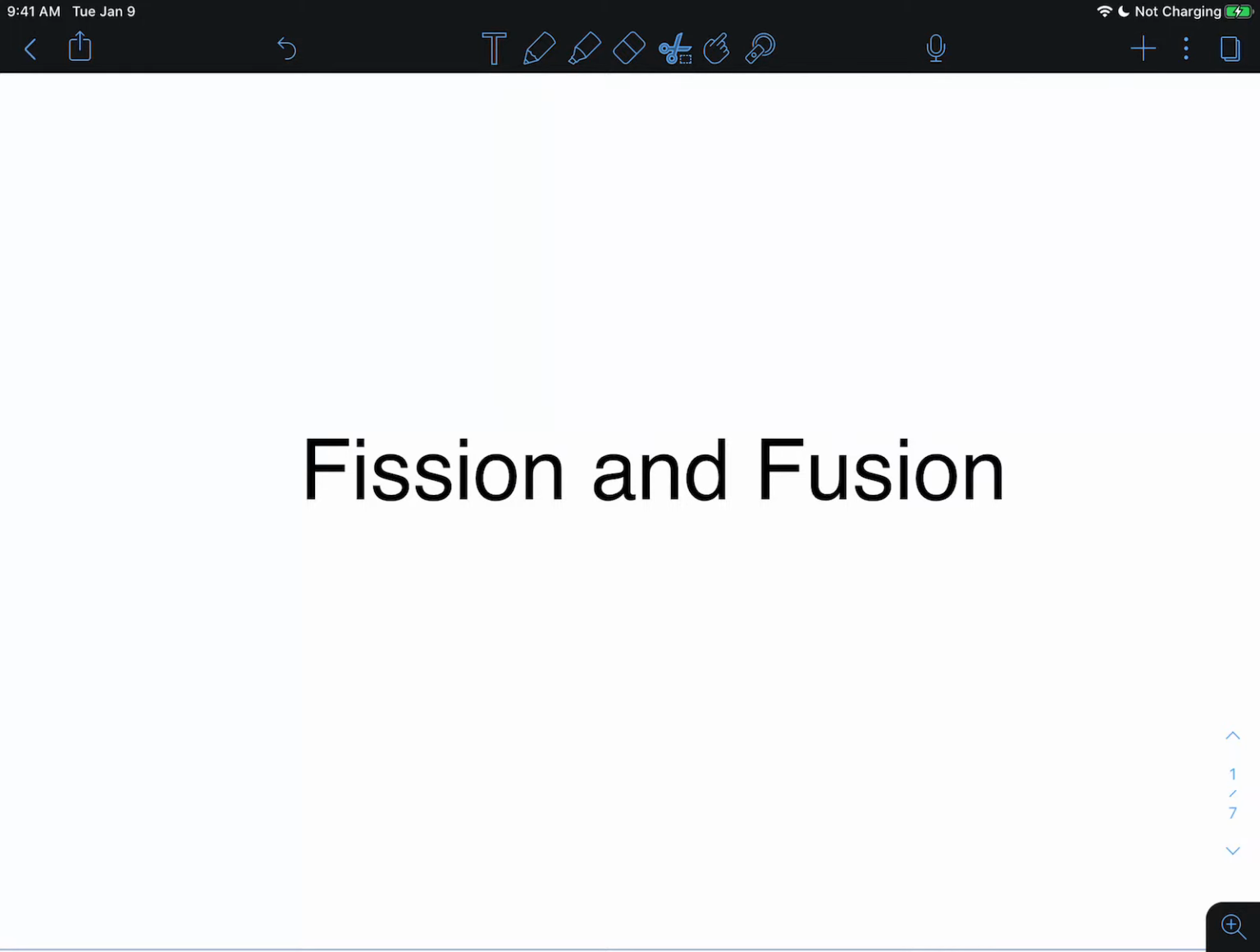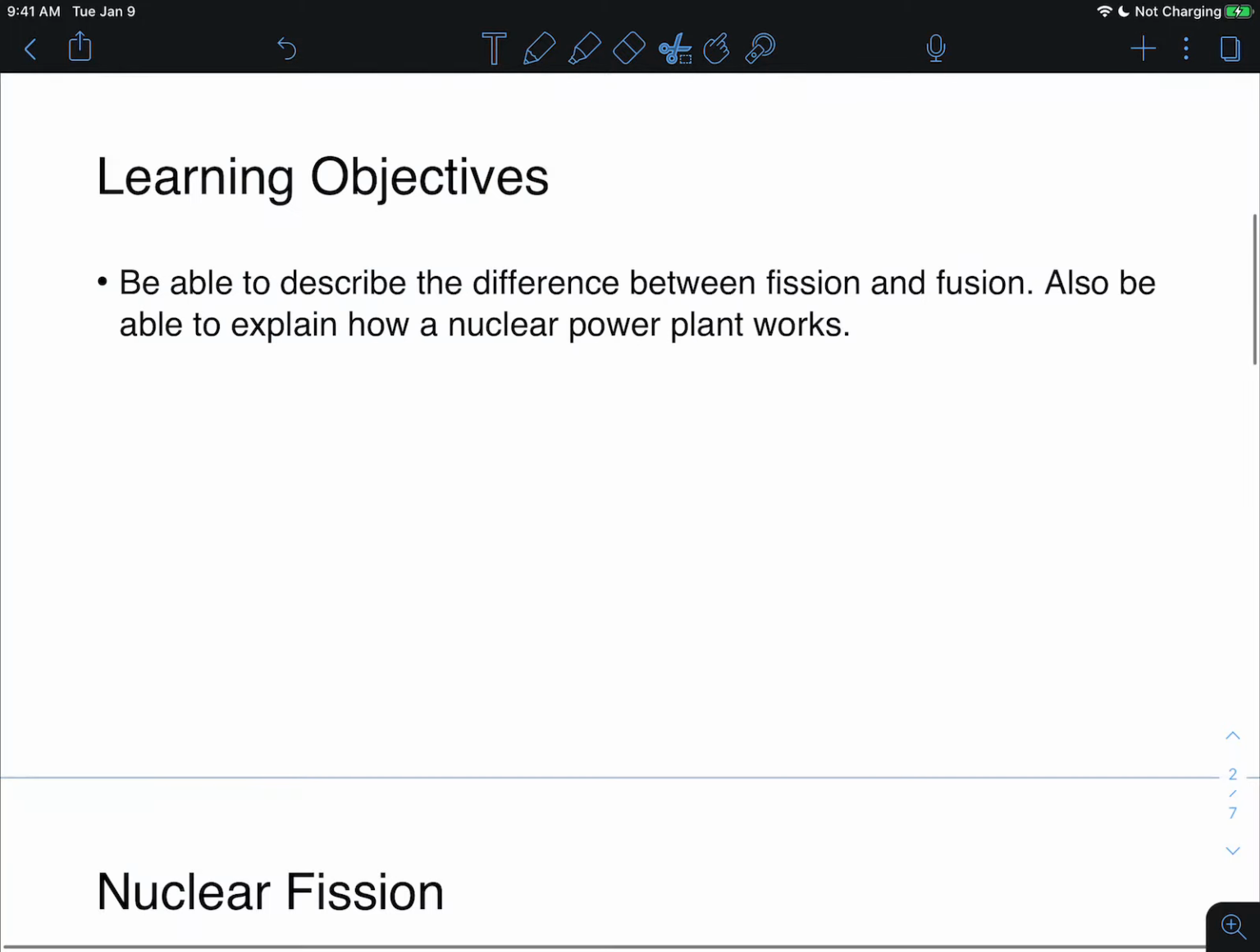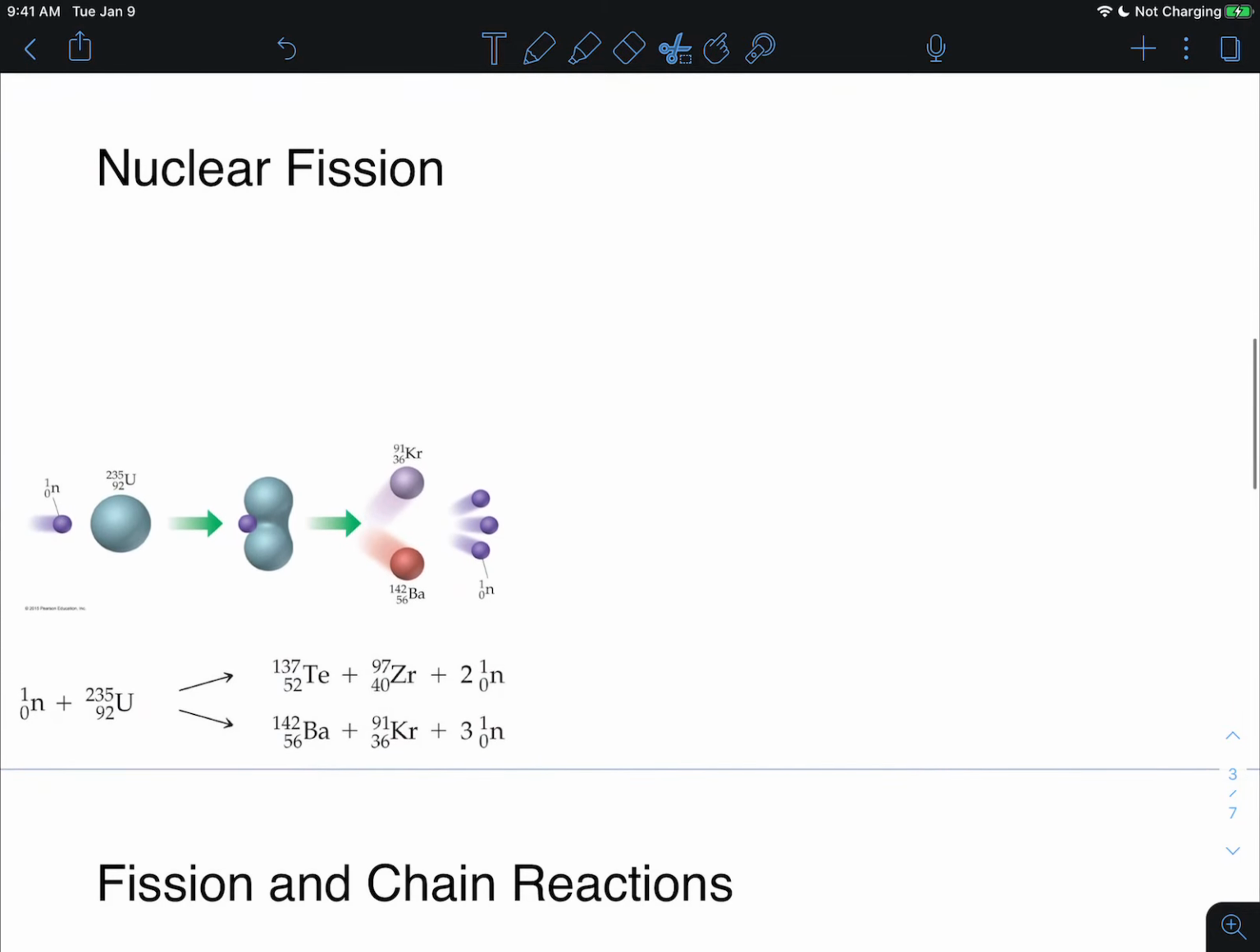Hello. In this video, we're going to talk about fission and fusion. By the end of it, you should be able to describe fission and fusion and explain how a nuclear power plant works. So let's start with the idea of nuclear fission.